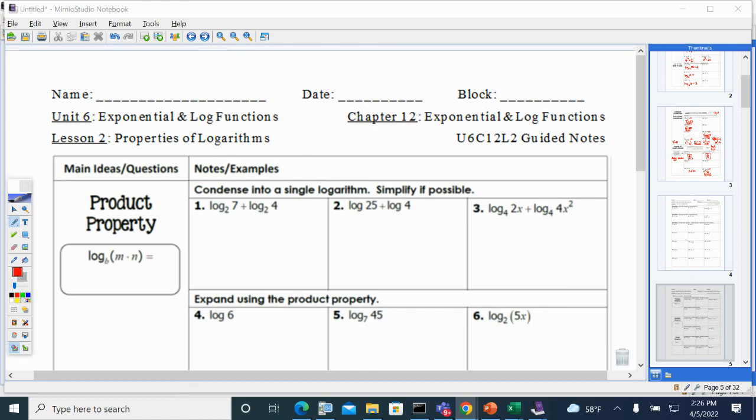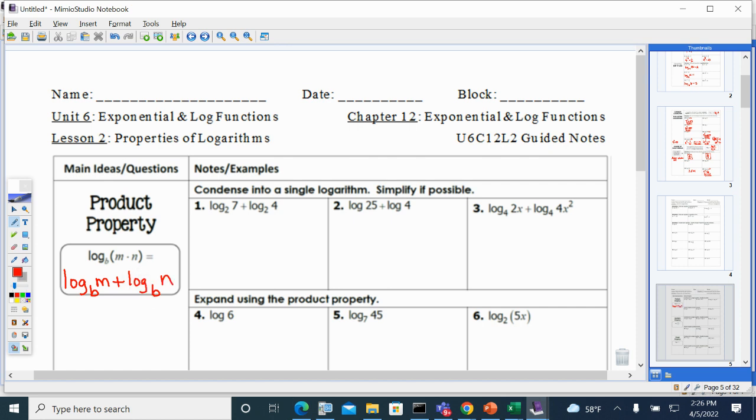This video is on Unit 6, Chapter 12, Exponential and Log Functions, Lesson number 2, Properties of Logs. In this first section, under Product Property, we've got log base b of m times n is equal to log base b of m plus log base b of n.